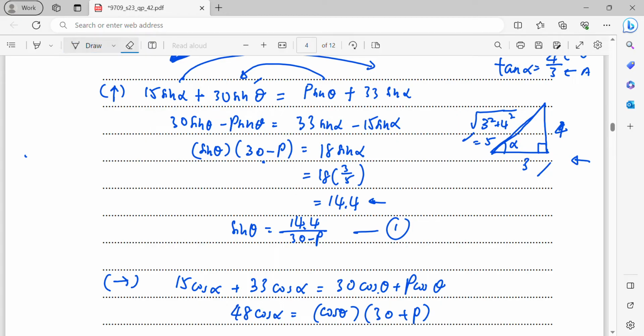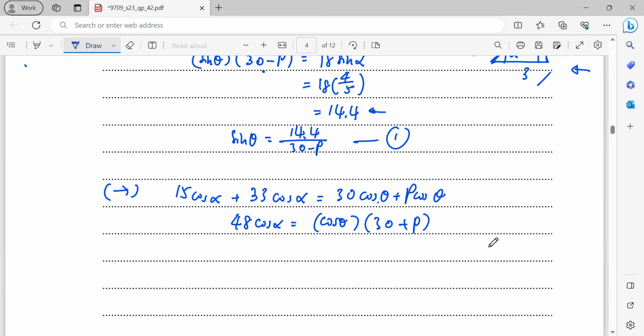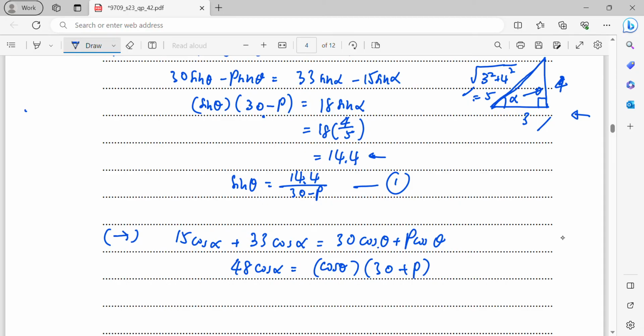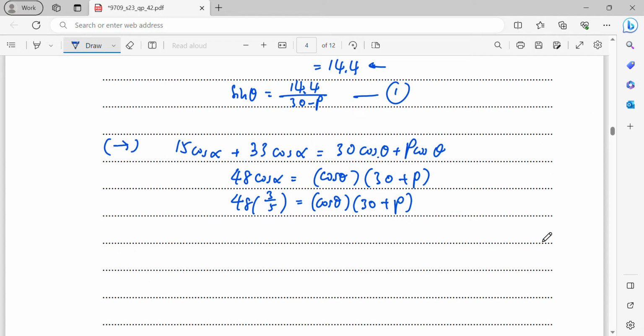I made a mistake in the previous step. The sine alpha, sine alpha is opposite over hypotenuse. This is 4 over 5. Small mistake here. Then for the cos alpha, I will get 3 over 5. That is 48 times 3 over 5 equals cos theta bracket 30 plus P. Then now you simplify 48 times 3 over 5, sorry. It will be 28.8 equals this expression.